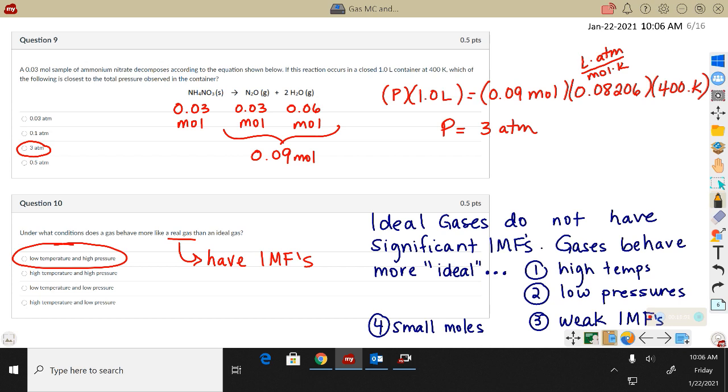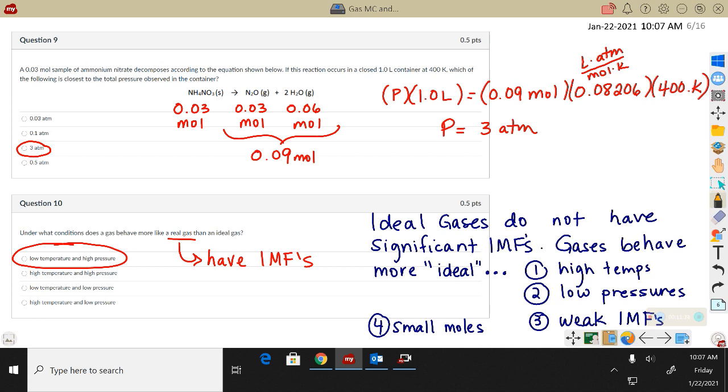0.09 total moles. If this reaction occurs in a closed 1 liter container at 400 Kelvin, which of the following is closest to the total pressure? So the total pressure is dependent on the total moles of particles. Now, this time I used the constant in atmospheres just because I noticed all the choices were in atmospheres. So I used the 0.08206 as my R and plugged in the 0.09 as my total moles.